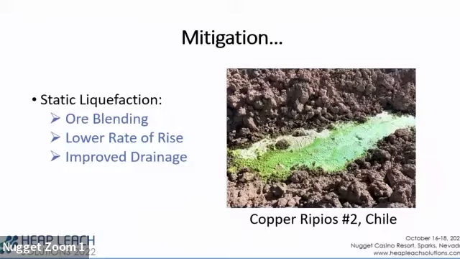Rate of rise for your dump. If you've got this kind of material, you have to raise really slow. Now, this is actually one of those failures. This is a kilometer and a half away from the discharge point. The rate of rise on this, to make it not liquefy, would have to be meters per decade. So that's just not going to work for this.